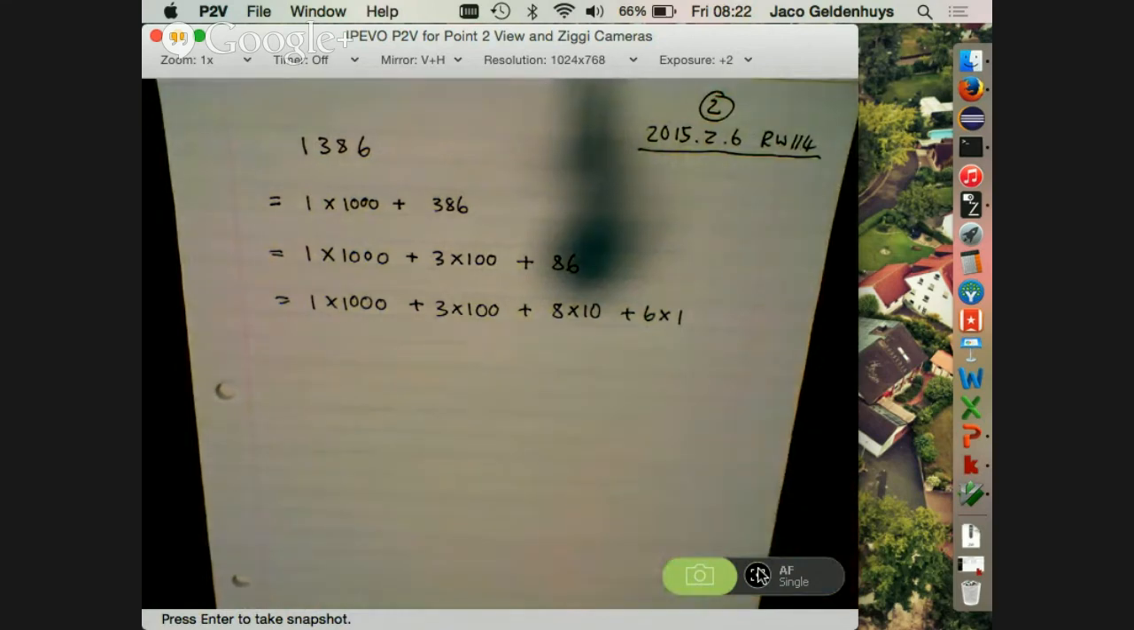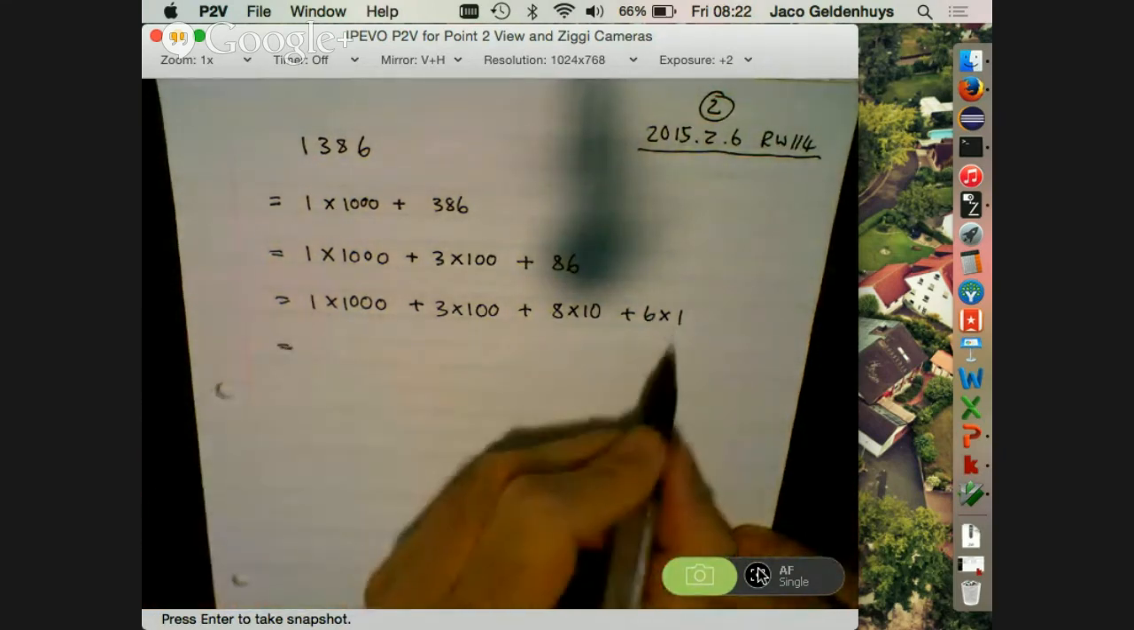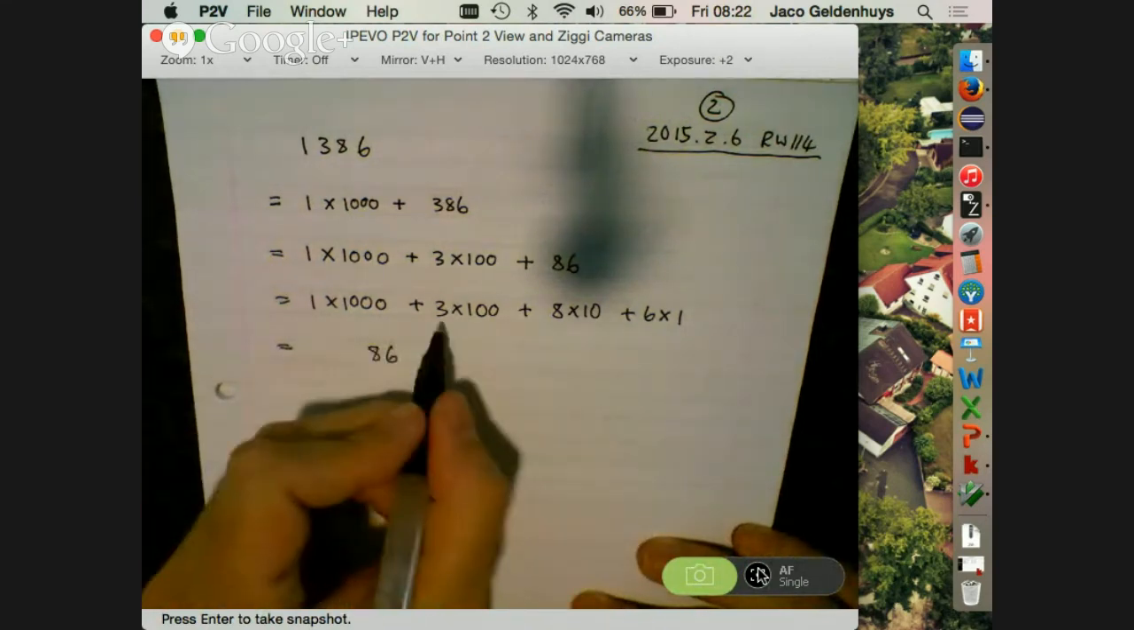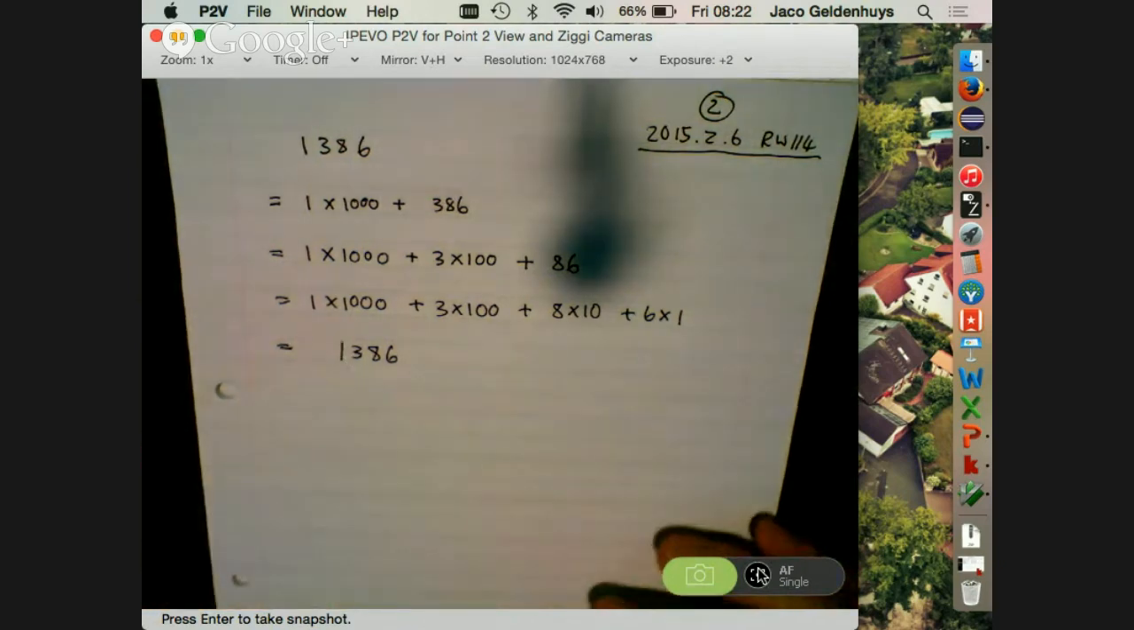Okay, so you get the idea. And then I can say, oh, well, the 0th position is 6. The 1st position is 8. The 2nd position is 3. And it looks stupid when you do it in base 10.